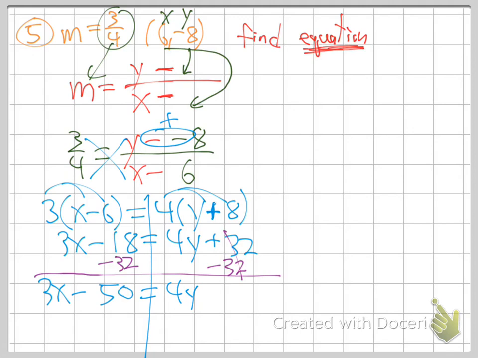Minus 50. Last step: divide through by 4. So there it is. So that's 3/4 x, and 50 over 4. Divide top and bottom by 2. 25 halves. There it is. y equals 3/4 x minus 25 halves.